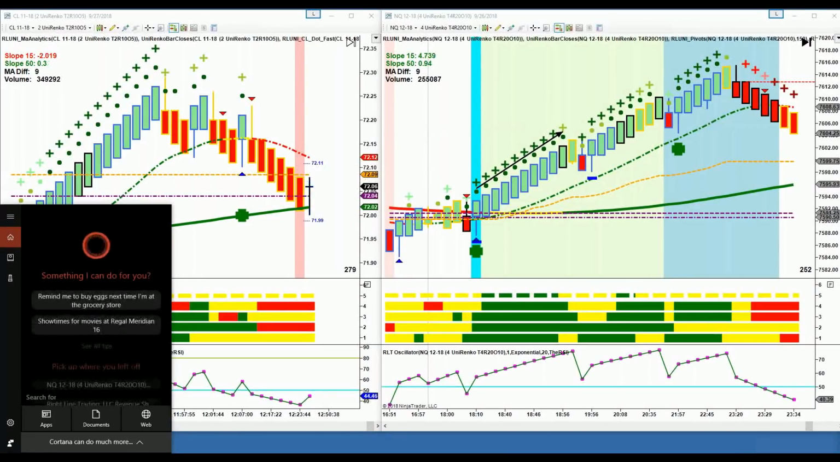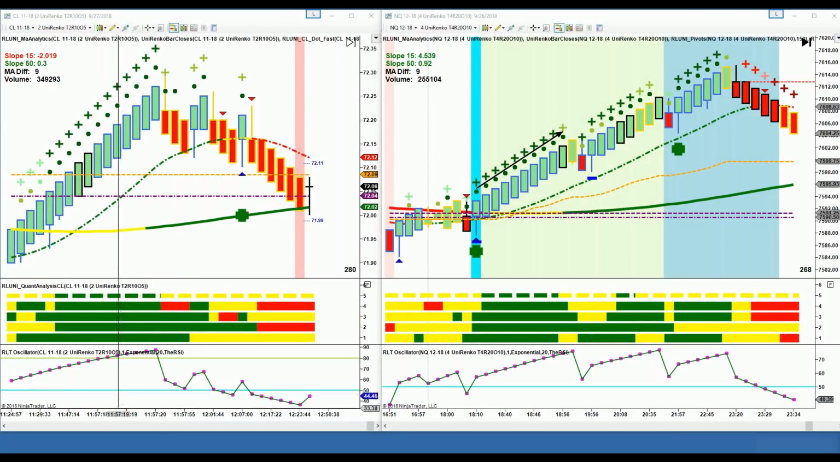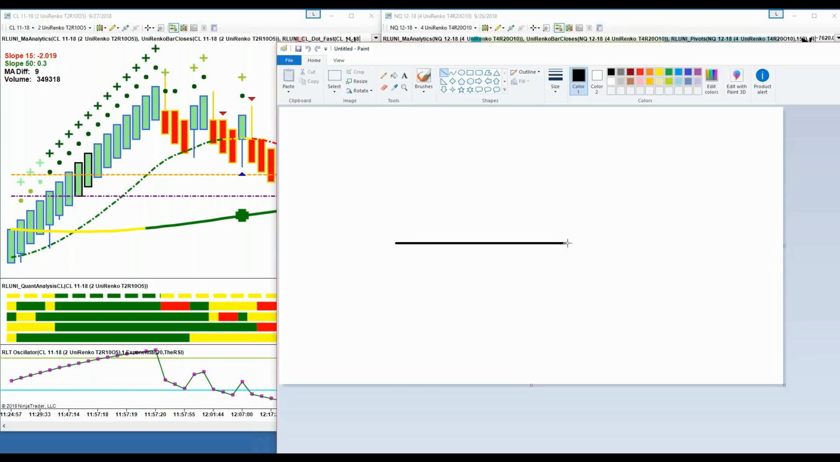Let me put up Paint so I can draw a little bit. Now, let's just make that the 50. And I'll make it another color so it's a little bit easier to see. And here's the 15. Now, you can see that the 15 here is sloping, and let me change. I can't take it out. All I'm going to do is just go right over it, make it green.